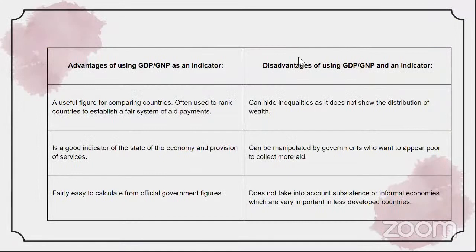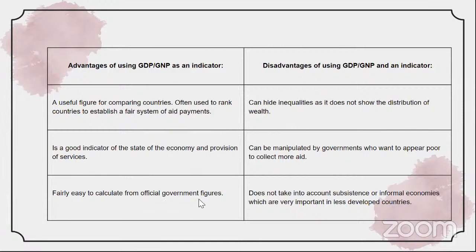Okay. Yesterday I talked about the strength, weakness and limitation of indicators in general. Now we will see the advantage and disadvantage of every indicator. First, advantage of GDP. As an indicator, it is a useful figure for comparing countries, often used to rank countries and establish a system of aid payment. It is a good indicator of the state of the economy and provision of service, and fairly easy to calculate from official government figures.